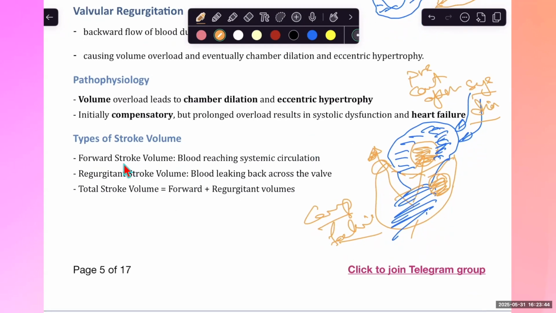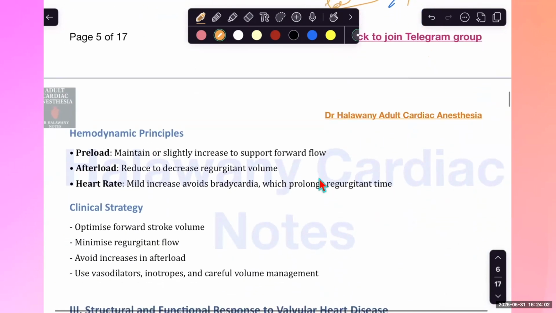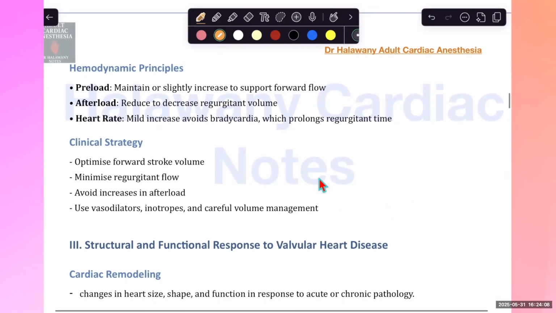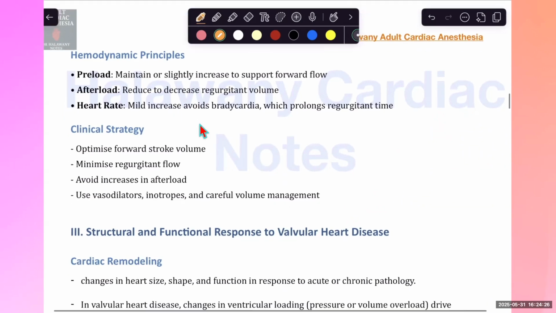Types of stroke volume. Here we have the forward stroke volume, where the blood goes to the systemic circulation. Regurgitant stroke volume is the blood going back across the valve. Total stroke volume will be both this one and this one. Usually, if you are dealing with such a patient, the treatment is aiming to maintain or slightly increase the forward flow, reduce the regurgitant volume, and mildly increase the heart rate. And we will also speak in detail of this one.